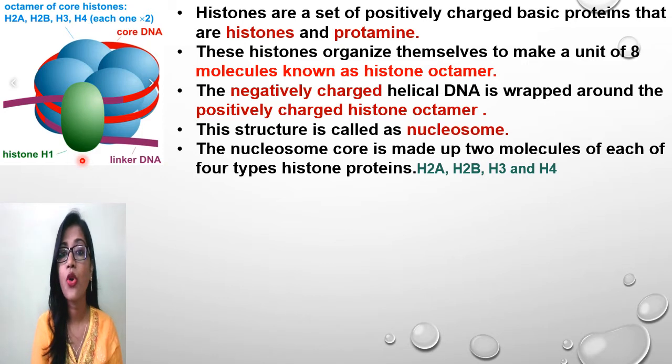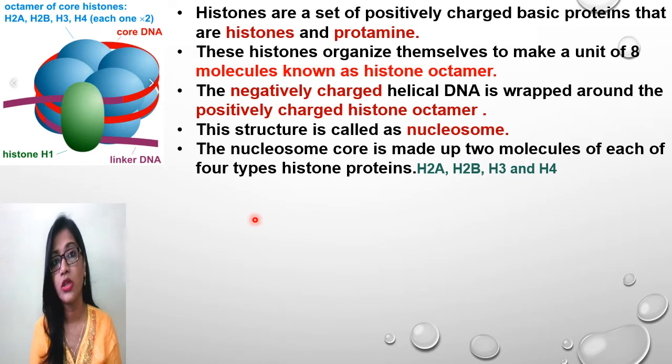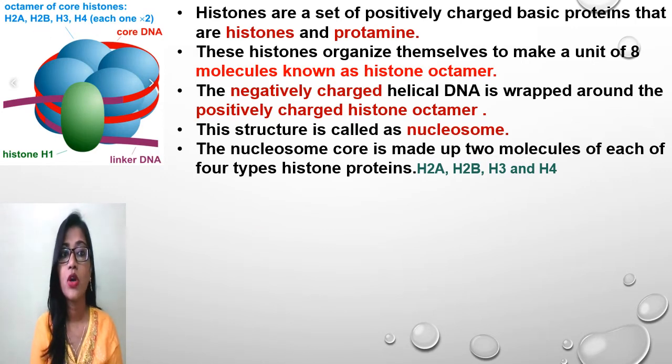The nucleosome core is made up of 2 molecules of each of 4 types of histone protein. These are H2A, H2B, H3 and H4. Of course the diagram is important if you are going to write all the points. Okay, so that's all about the histone structure.